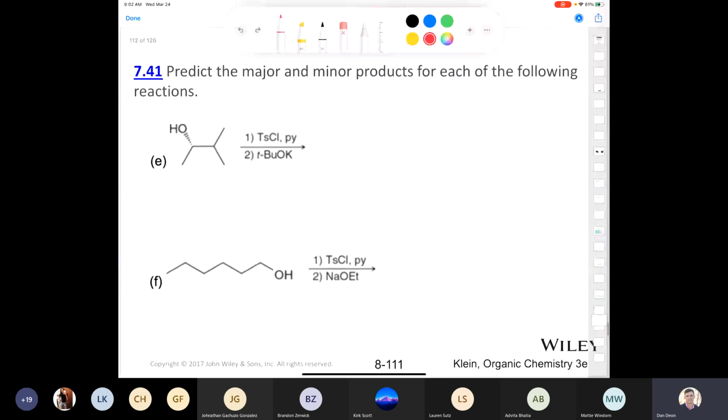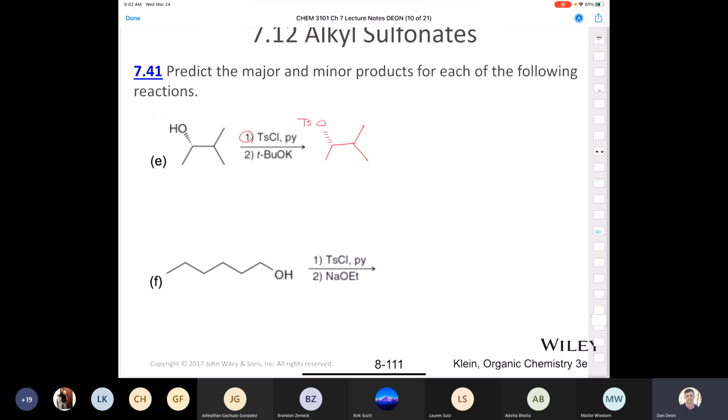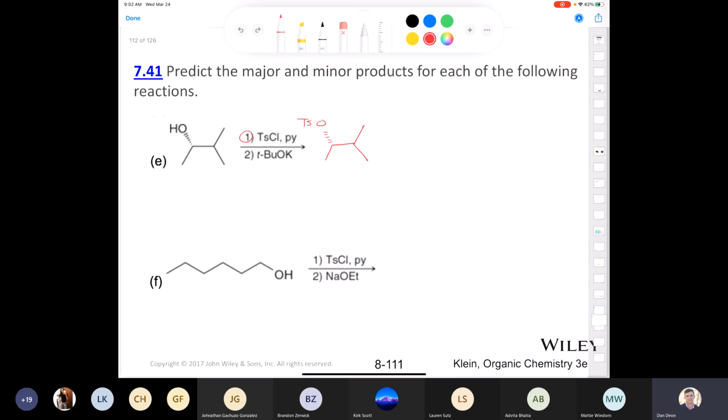So let's give a try here to a practice problem. It says predict the major and minor products for these reactions. The first step is we're taking this secondary alcohol and treating it with tosyl chloride and pyridine. This first step is going to occur with retention of configuration. We're not going to invert that stereocenter, but now instead of OH, we're going to have OTs, the tosylate. Now we've got a dandy leaving group on a secondary carbon. It's not a secondary alkyl halide, it's a secondary tosylate in this case.